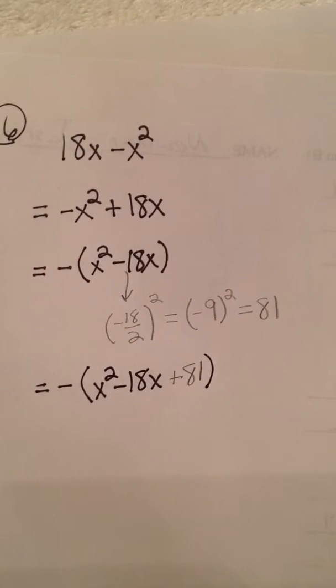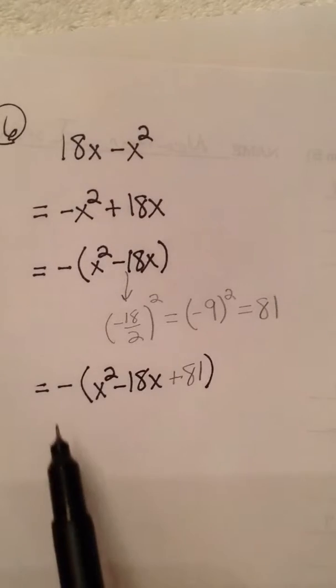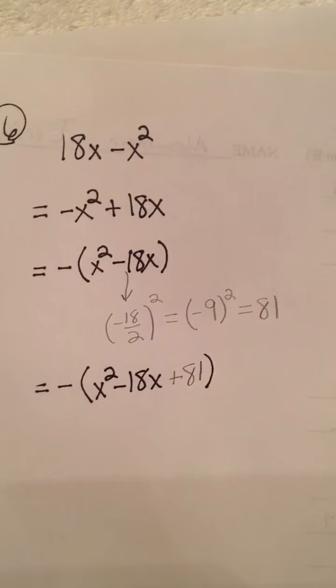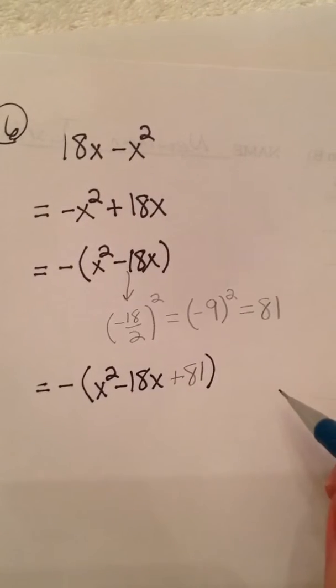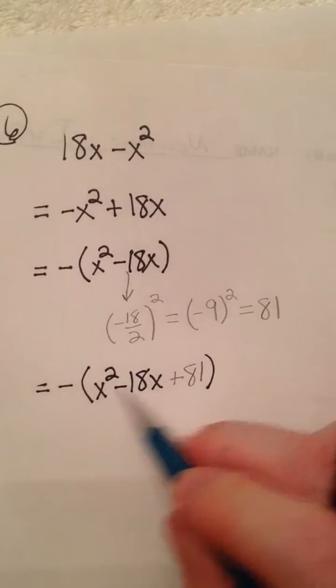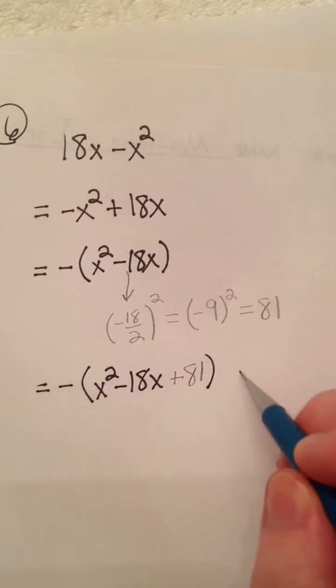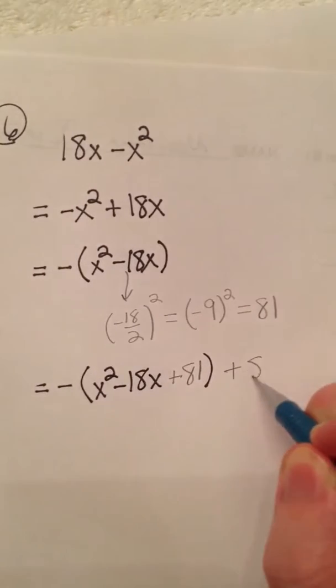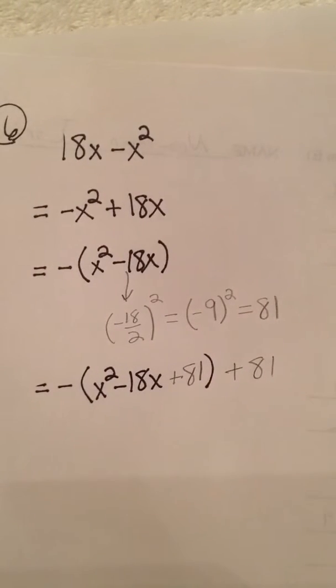Now, as you add 81 within the parentheses, considering the distribution of the minus sign, adding 81 within the parentheses is actually subtracting 81 in the big picture. So to keep it all in sync, we undo the subtraction of 81 by adding 81, just to keep it even.